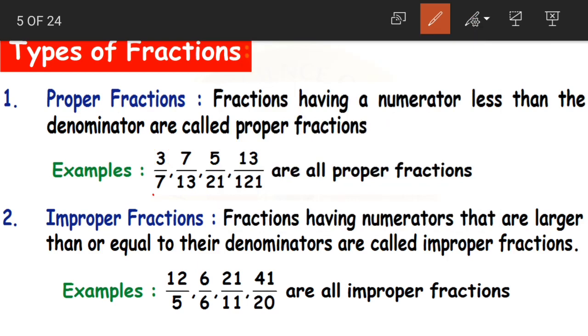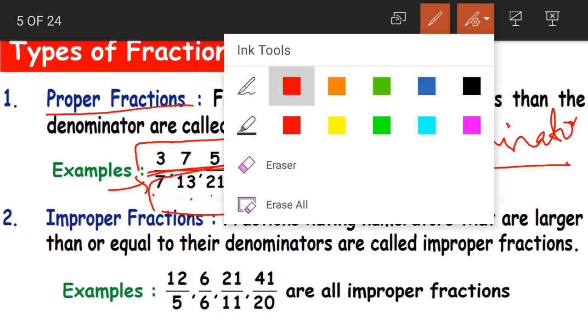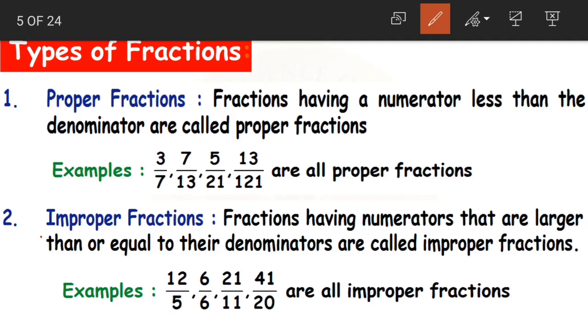Now examples of proper fractions are 3 by 7, 7 by 13, 5 by 21, 13 by 121. All of these are proper fractions. When we look at all the fractions given here, the numerator in all the cases is less than the denominator. Yes students, the father is below and the child is sitting on the father. So the numerator is less than the denominator. It is called a proper fraction. I hope this is clear.